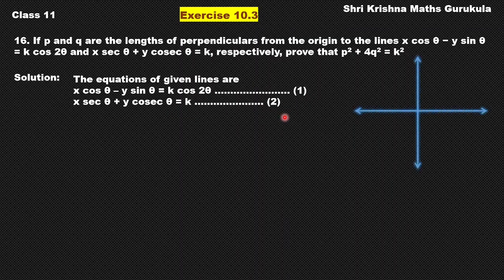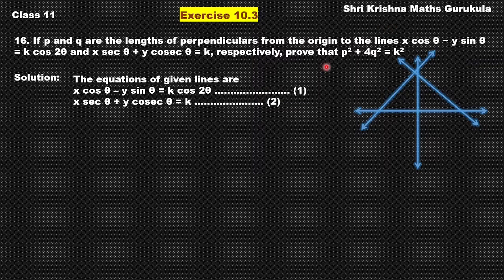Now, let us consider a rectangular coordinate system. I am considering two different lines. Let us assume that this line has the equation x cos theta minus y sin theta is equal to k cos 2 theta, and the equation of this line be equation 2. I could have considered the lines this way also, one line like this, the other one like this, or a line like this and this. Anyway, it is fine.